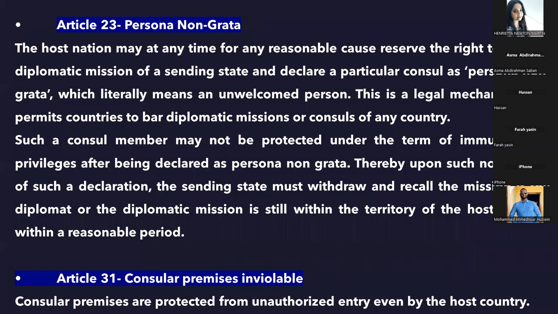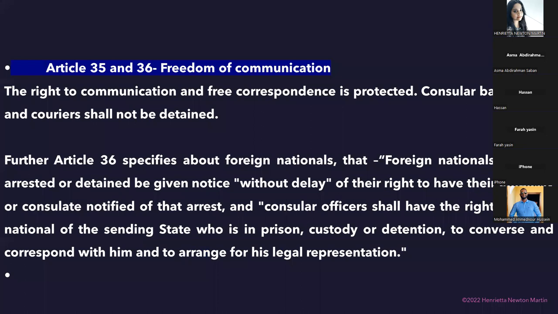Next is Article 31, consular premises inviolable. The premises cannot be violated. It is inviolable. They cannot trespass. Next is Article 35 and 36, freedom of communication. The right to communication and free correspondence is protected. Consular bags, posts, and couriers shall not be detained. This is the same as the earlier convention that we studied about, where their bags, their posts, their couriers, courier parcels cannot be detained.